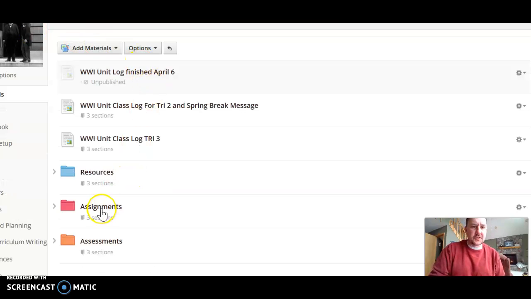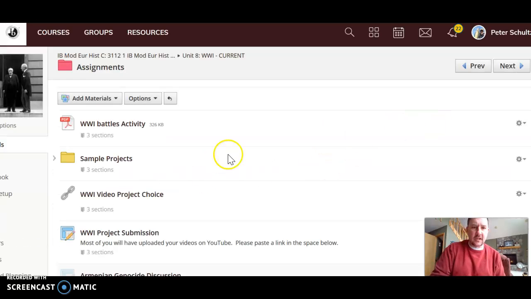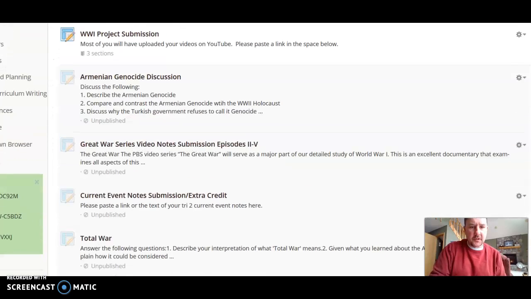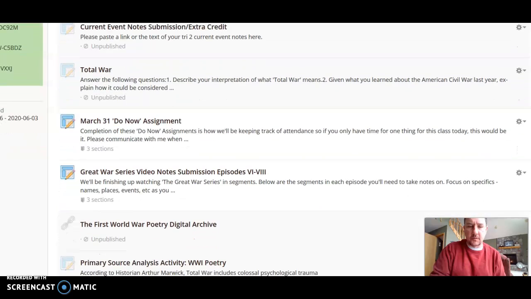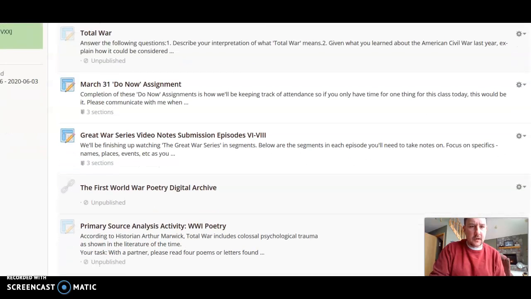Below resources are the assignments. Anything that you'll do in the form of assignments, you'll find in here. You'll see that there are a lot of things that I have that you can't see, but the things that are significant or important to the first couple days here, the March 31st Due Now assignment you see there, and then the Great War video series notes for episodes 6 through 8 you'll also see there.